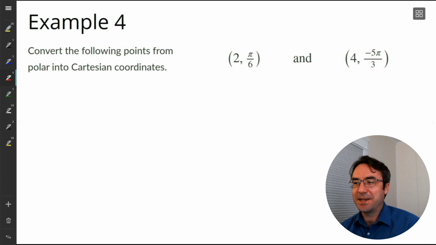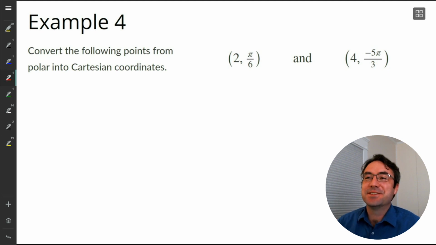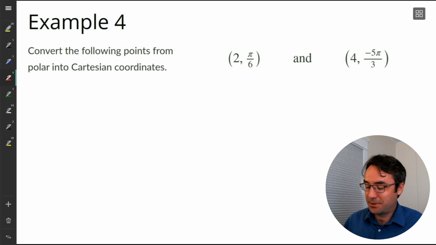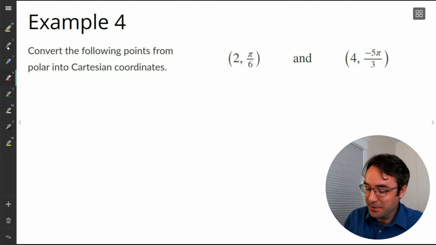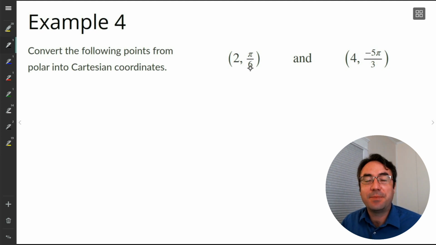All right, let's get into it here. So all of that for this. We're going to convert these 2 points from polar coordinates. Right now they're given in polar coordinates, and we're going to convert them into Cartesian coordinates. So let's start with that first point, 2 comma pi over 6.